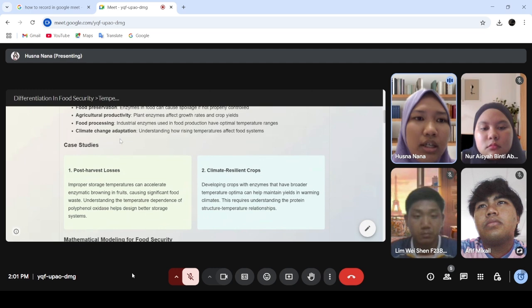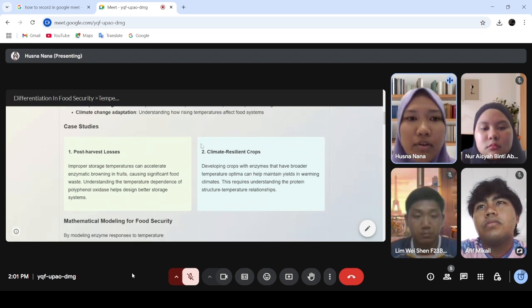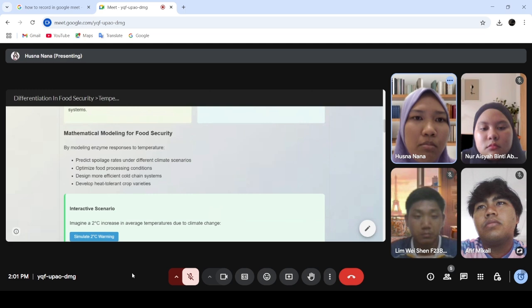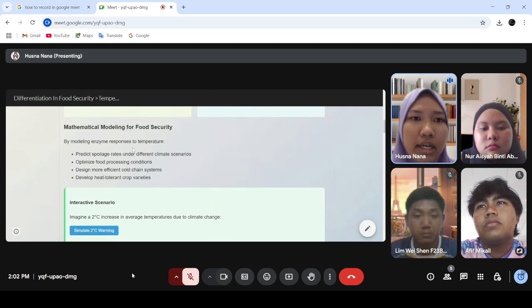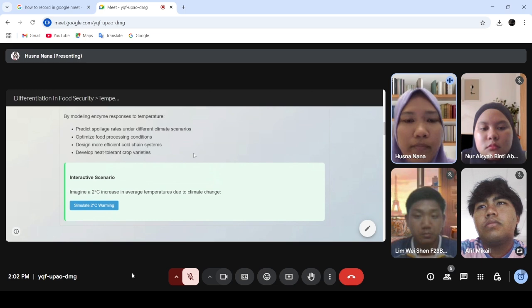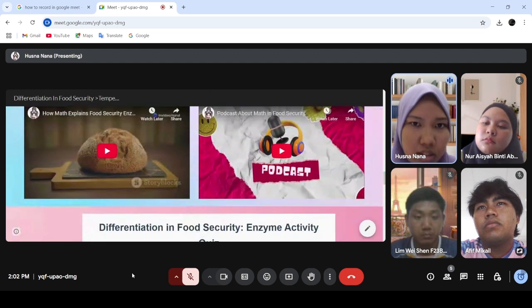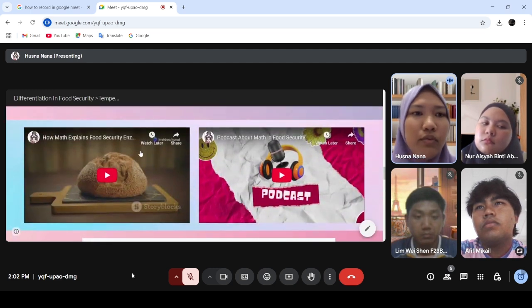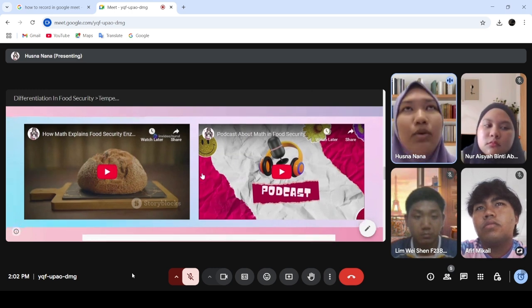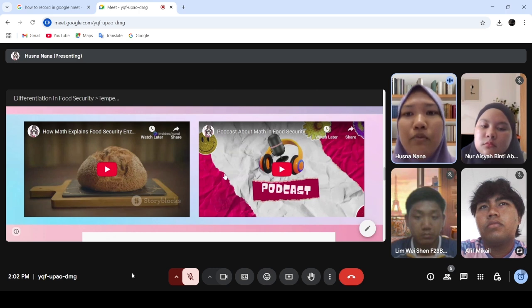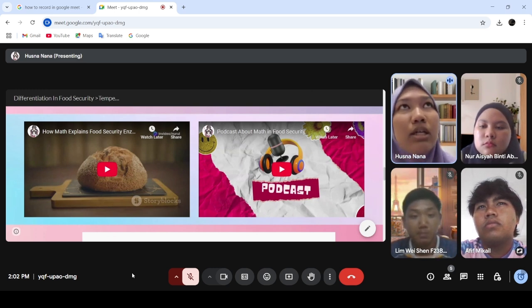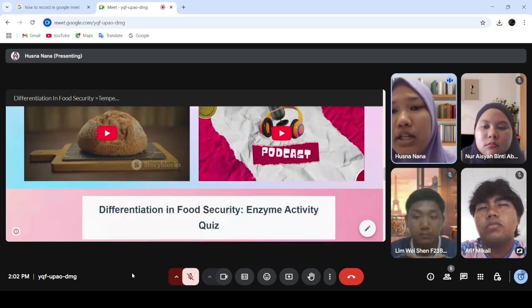where it shows the case study of post-harvest and climate resilience, and also mathematical modeling for food security through an interactive scenario. On my website, we also have two videos. First is How Math Explains Food Security Enzyme, and the second one is a podcast about math in food security. They will tell how math is involved in food security and how important it is.